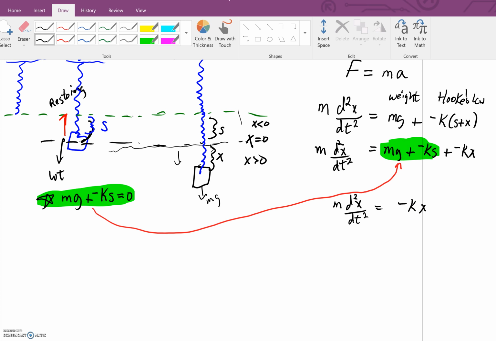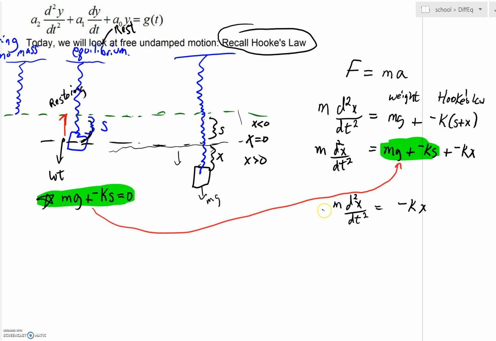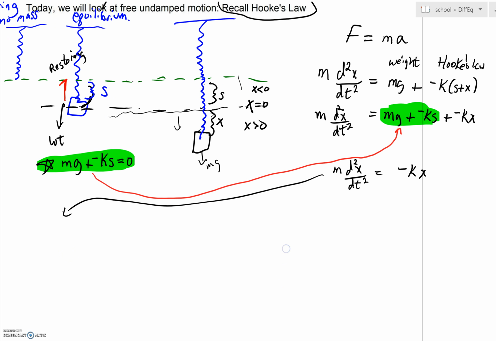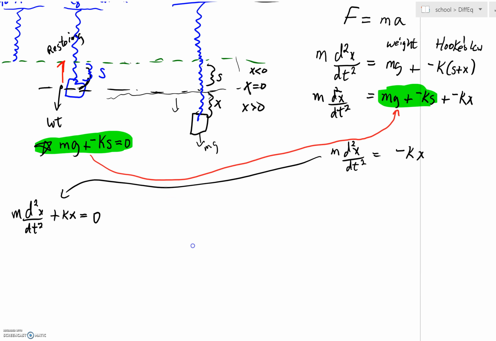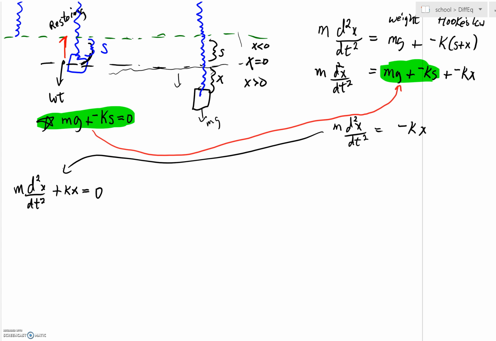So I'm going to bring this back down over this way and just continue to write. I'm going to bring over the kx. We'll have m, and we'll have our d squared x all over dt squared plus kx, and set that equal to 0. At this point, I hope you're noticing that what we really are dealing with is a second-order differential equation, something that we've already spent some considerable time on in our previous chapter.